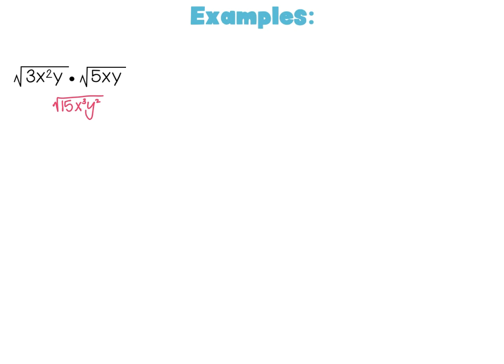However, we can deal with the letters. How many groups of 2 can I make with 3 x's? And how many groups of 2 can I make with 2 y's? All right, I can make one group of 2 with 1 left over on the x and one group of 2 y's with none left over. That is my final answer.